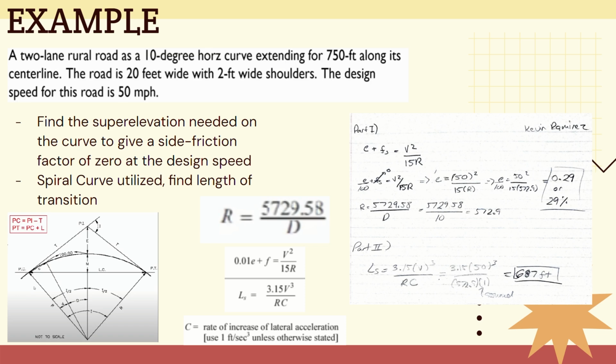Part 2 is solved in a similar fashion. Reference your FE reference handbook. Find the equation for Ls, which is equal to 3.15 V cubed over RC. Some students might be tripped up because the question doesn't mention what C is. If you look at the handbook, or just for studying, you can find that C is usually 1 feet per second cubed, unless the question states otherwise. And seeing as the question does not state, we will use C equals 1 feet per second cubed. Plugging all these variables into the equation, 3.15 times 50 cubed over 572.9 times 1, you get a transition curve length of 687.